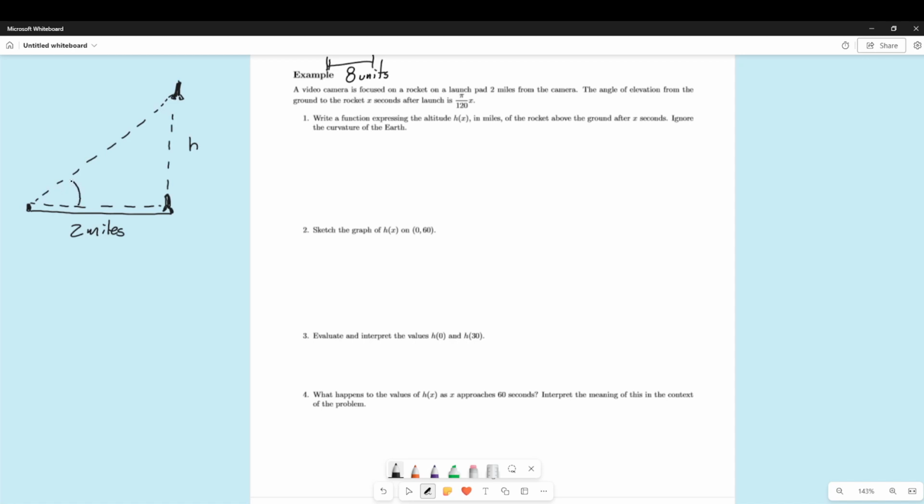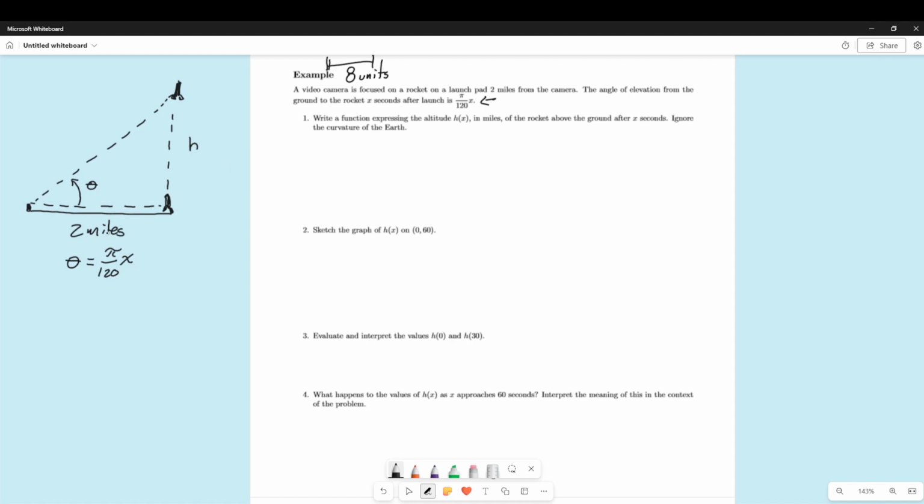And this angle, which we're going to call theta for a second, is going to be pi over 120 x, because that angle is going to increase over time. Every second that goes by, that angle is going to increase by pi over 120.